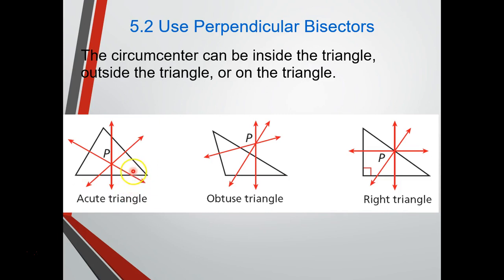Here are some more things about circumcenters. The circumcenter can be inside the triangle, outside, or on the triangle. So in an acute triangle, the circumcenter is always going to be on the inside of the triangle. And then for an obtuse triangle, all of the perpendicular bisectors meet on the outside of the triangle. And then for a right triangle, the circumcenter meets on the triangle. Okay? So that's going to be the three cases there.